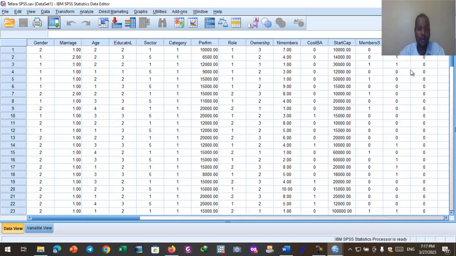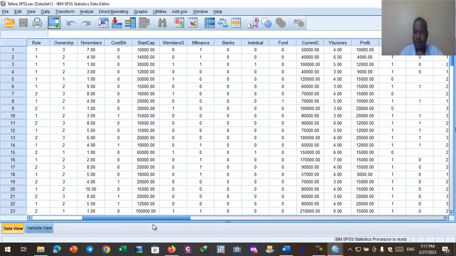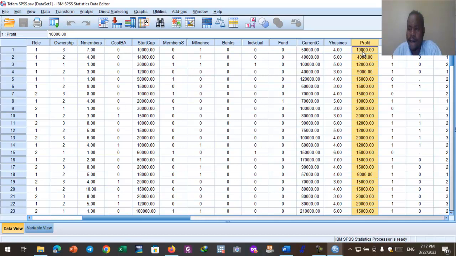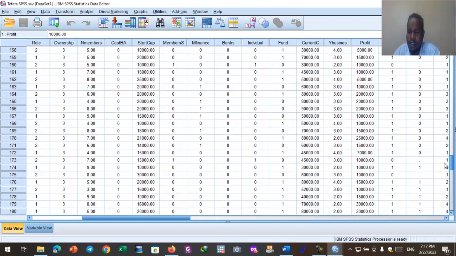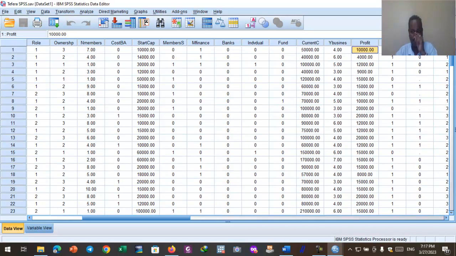In our case, we have two variables, and the first variable, the dependent variable, is profit. Let me show you. Here is the profit, the annual profit data that was collected from the enterprises. Look, there are exactly 200 enterprises, and it is a dependent variable.